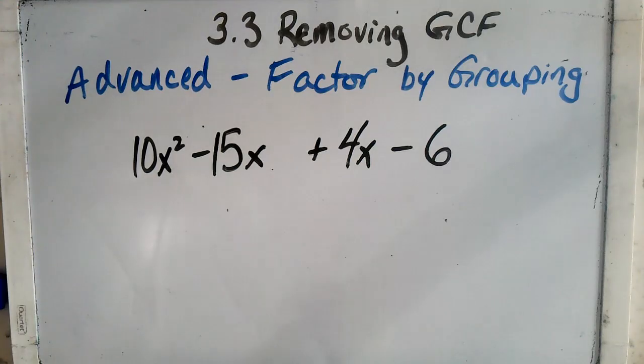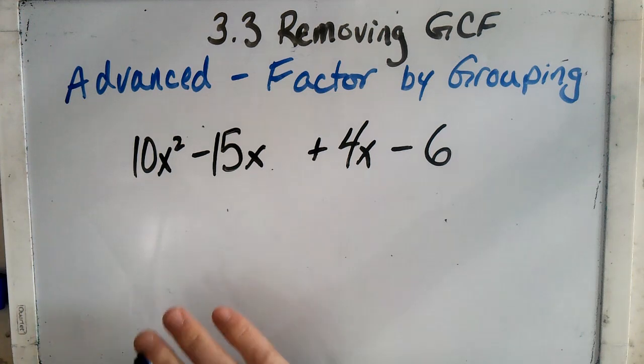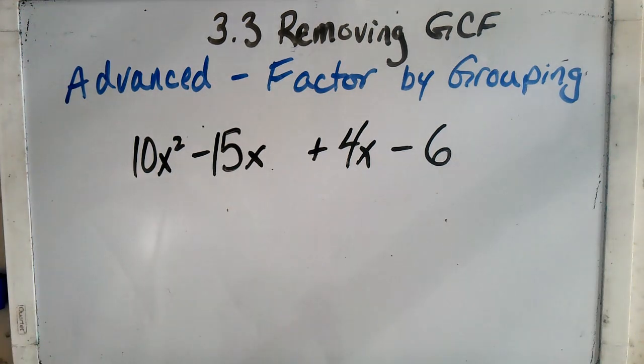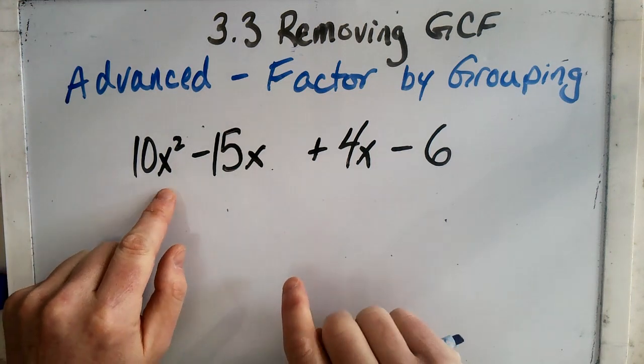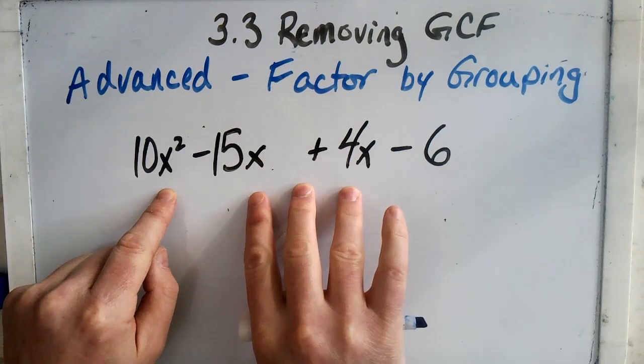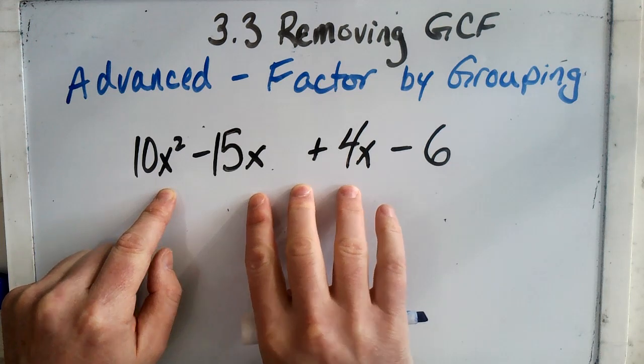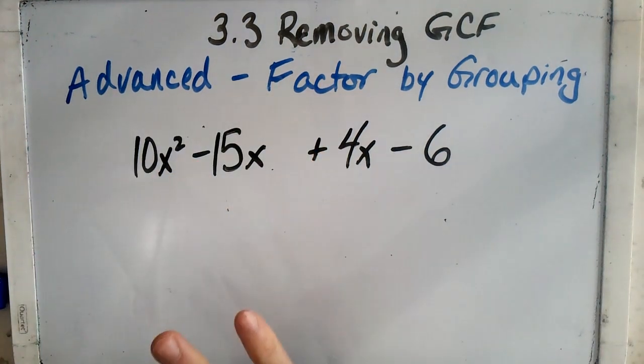So this is an advanced example. You'll notice right away there's 4 terms, and we haven't had any like that before. Now, if you look at it closely, there's an x squared, and there's 2 like terms, 15 and 4x. And we could put them together, but we're actually going to keep them apart to do this one.